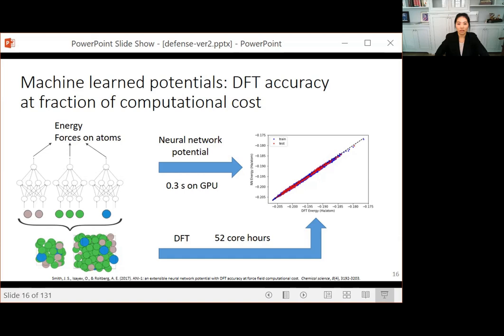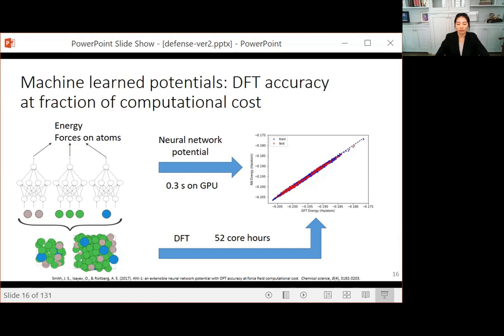What I'm showing here is the atomic configuration, and we can get a mathematical description of the local atomic environments, and this is going to be the input to the neural networks, and the output is going to be the energy and the forces on the atoms. So this is a potential because it's taking the atomic configuration and the output is the energy and the forces. And then we can fit these neural networks to DFT data, and this is what I'm showing here, and we have very good accuracy. So this neural network potential can be as accurate as DFT, but it is orders of magnitude faster.